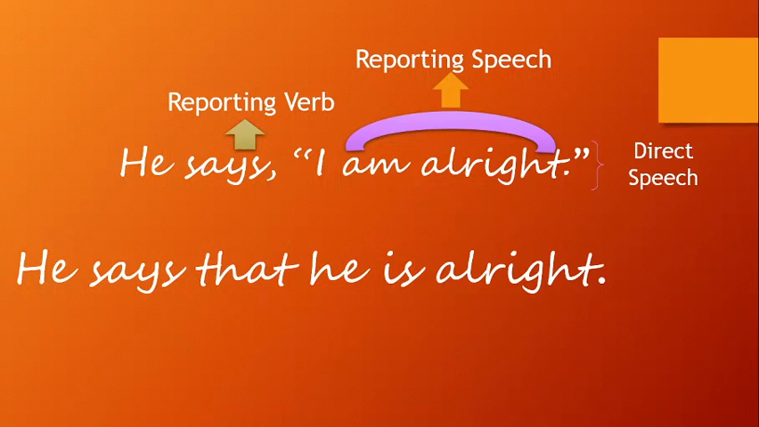Note how I changes into he, because I basically stands for the third person who has already left. So he says that he is all right. And when you come across such a sentence, always know that you have come across an indirect speech. Now, let's have a few more diagrams to understand what we mean by direct speech and indirect speech.